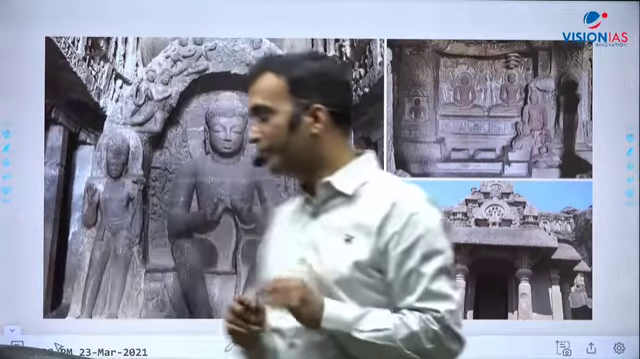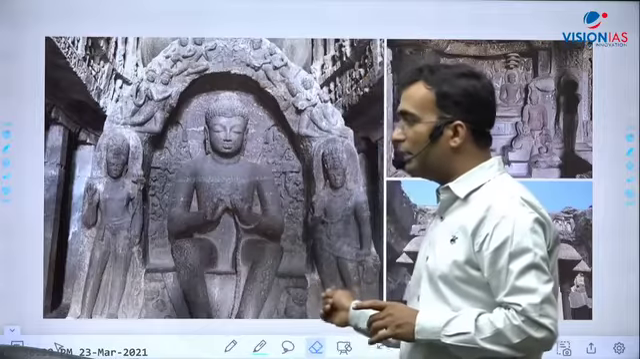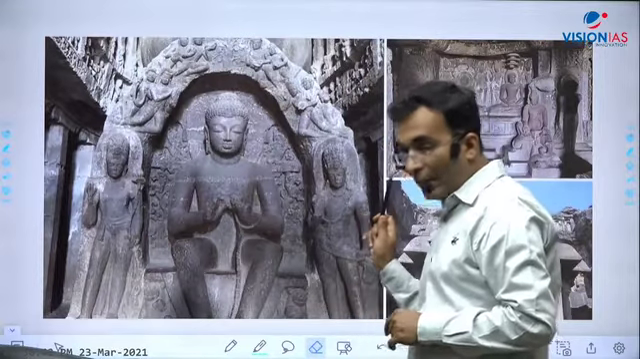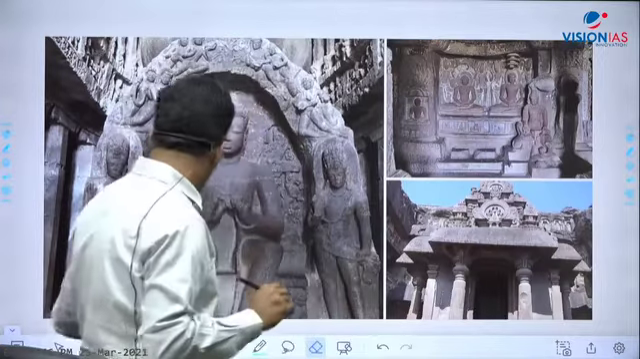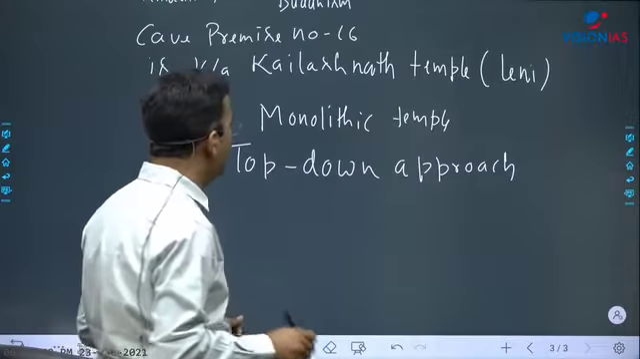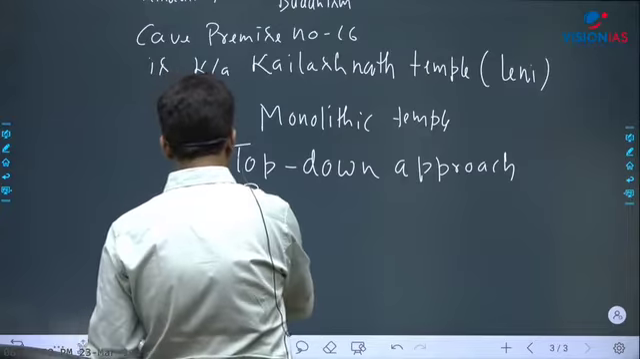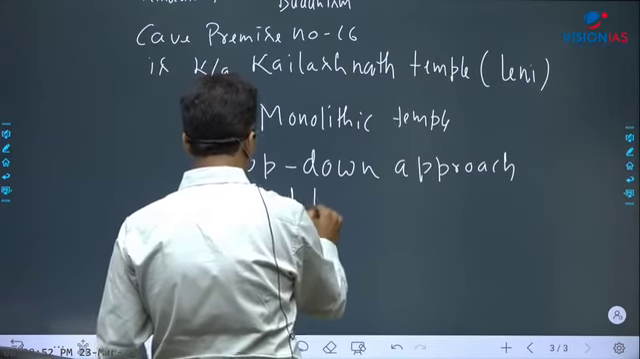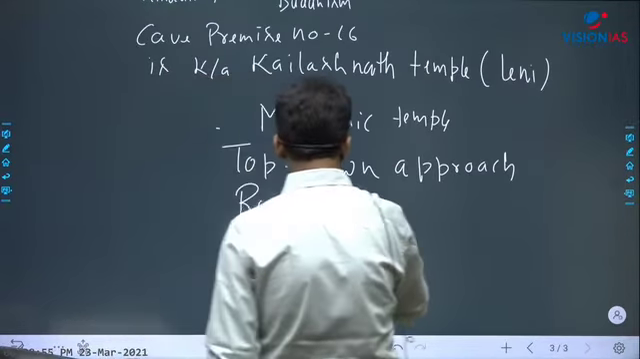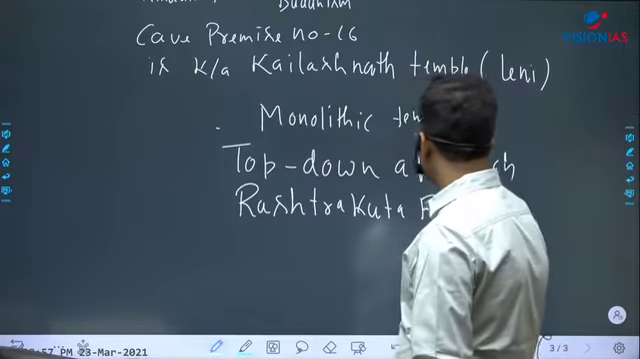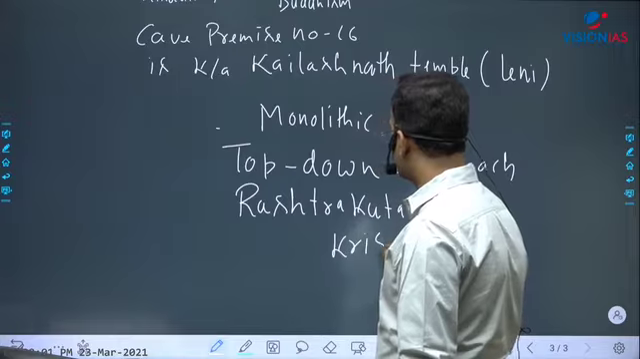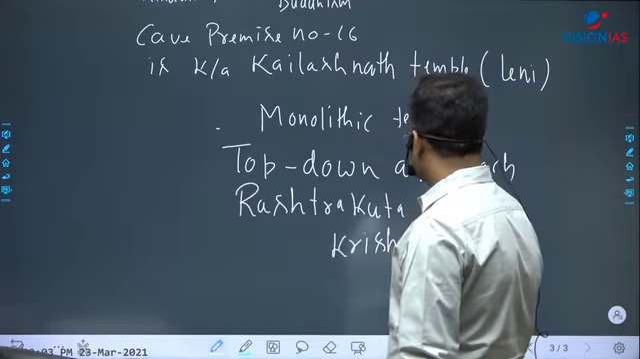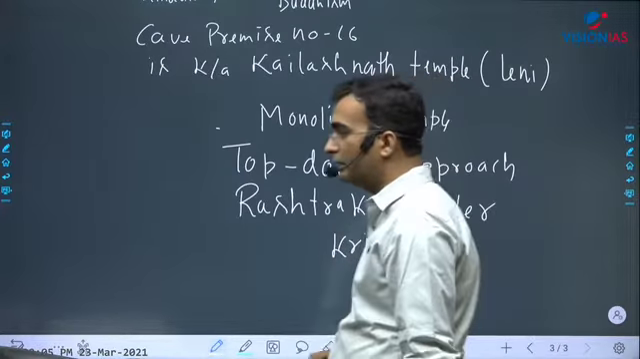So please write what you have written. One last part, write that the Kailasnath temple was created by the Rashtrakuta ruler Krishna I.